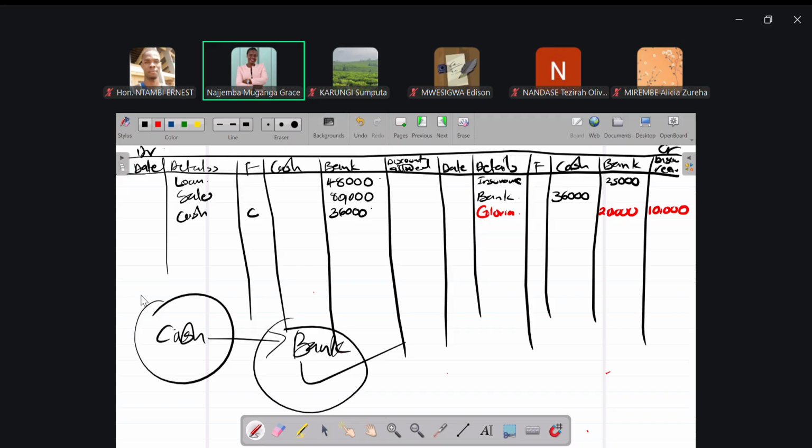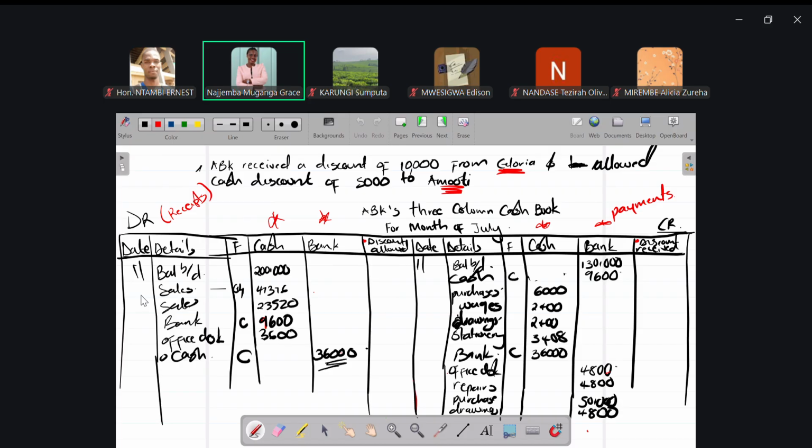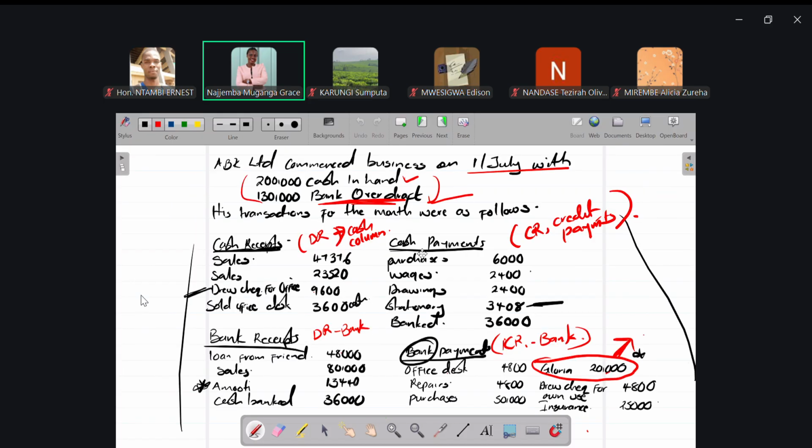It is recognized as a discount received. That is how this question was said. Then when you look at Amoti, they did the same thing. They had given us how much Amoti paid.